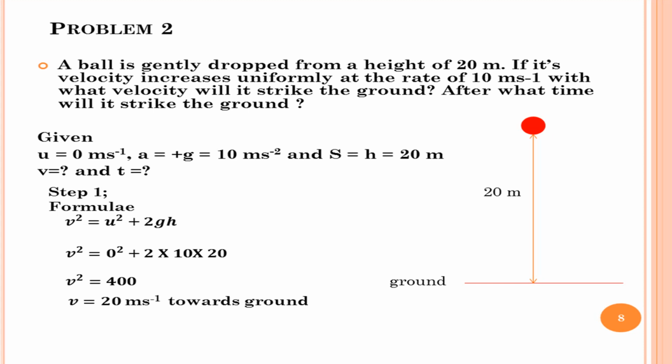Here u is equal to 0 meter per second. Therefore, this equation is converted into v square is equal to 0 square plus 2 into 10 into 20. Therefore, v square is equal to 400. v is equal to square root of 400. That is, v is equal to 20 meter per second. That is the final velocity of the ball when it reaches the ground.